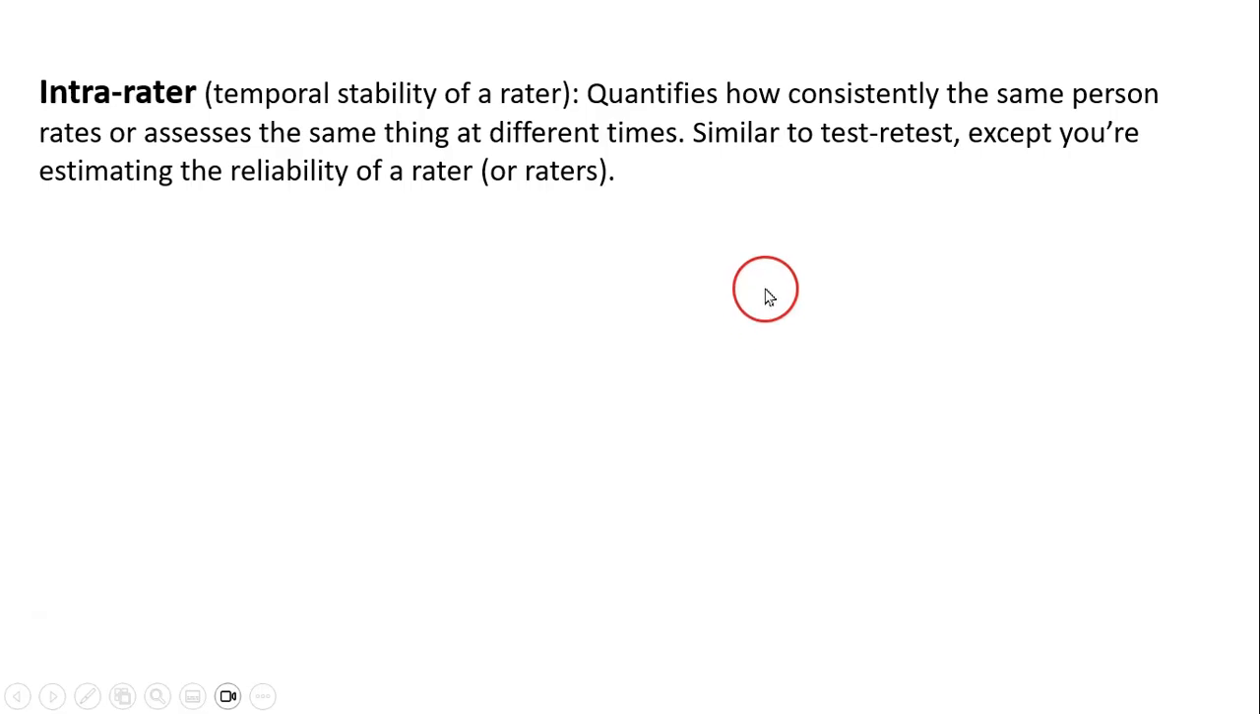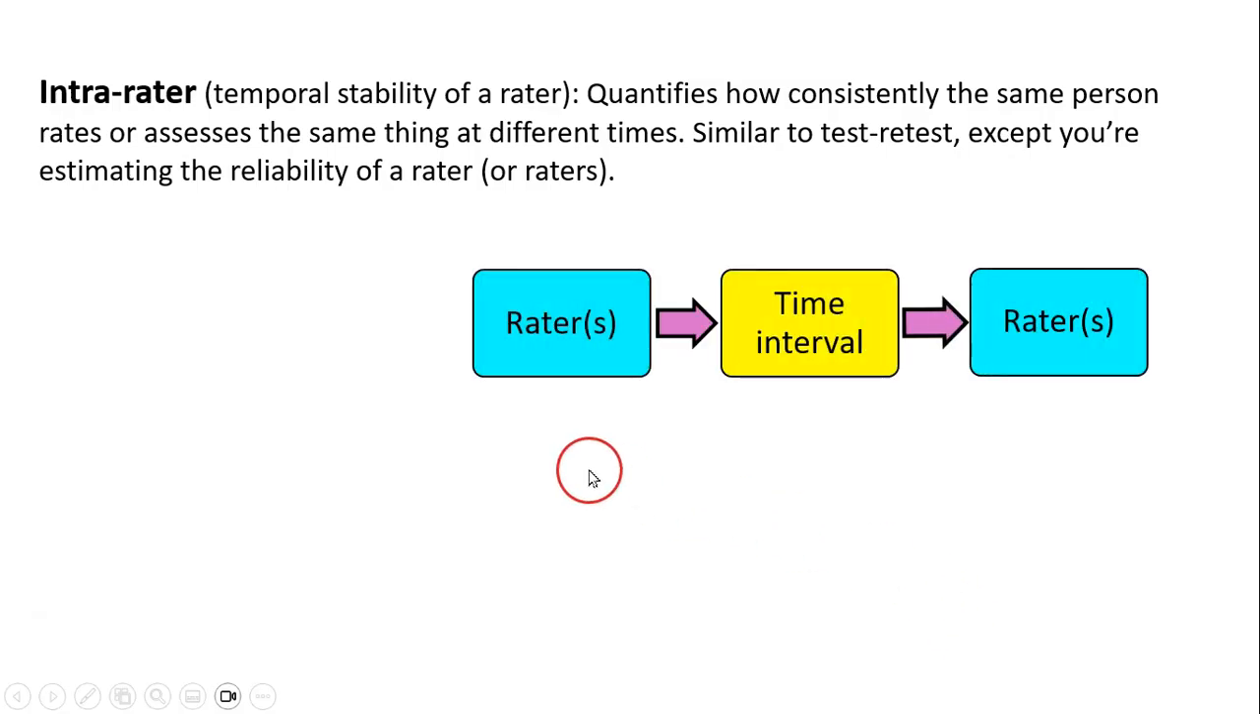Intra-rater, it's the temporal stability of a rater. Quantifies how consistently the same person rates or assesses the same thing at different times. Similar to test-retest, except you're estimating the reliability of a rater or raters rather than the reliability of a test or survey. So a little diagram for that would be very similar, virtually identical to the test-retest, except you're looking at raters instead of the actual test or survey.